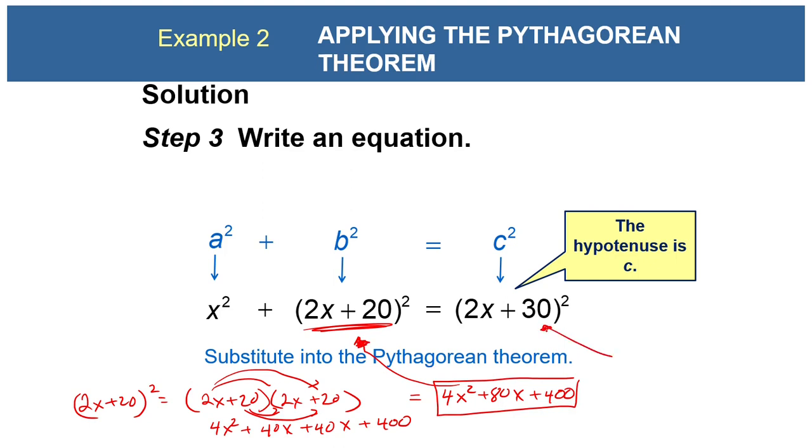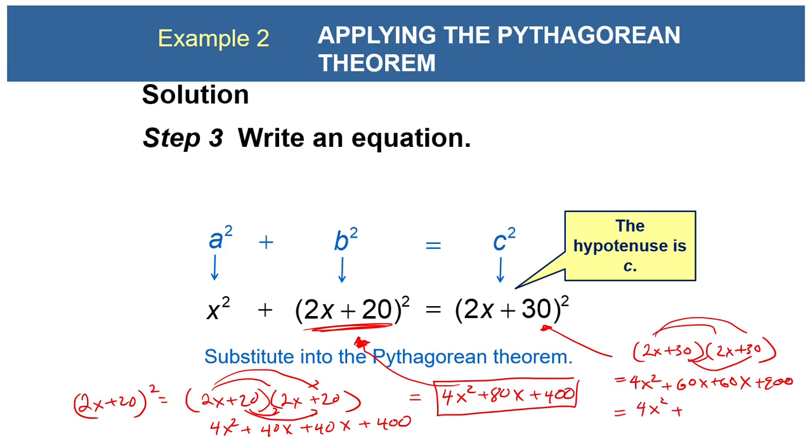We'll do something very similar for this. We'll write this as 2x plus 30 times 2x plus 30. So that's going to give me 4x squared plus 60x plus 60x, and this is going to give me 900. So please practice FOILing this out and make sure you get the same thing I did. We have 4x squared plus 120x plus 900 is the result of the right side FOILed out.